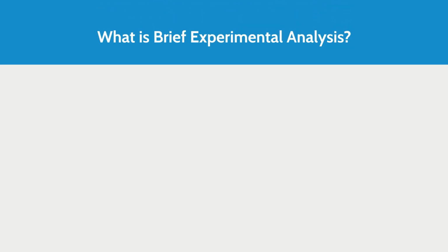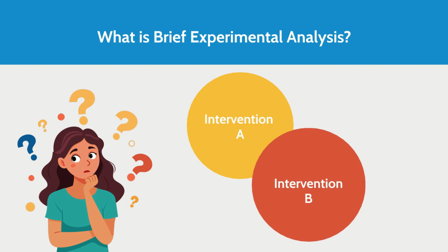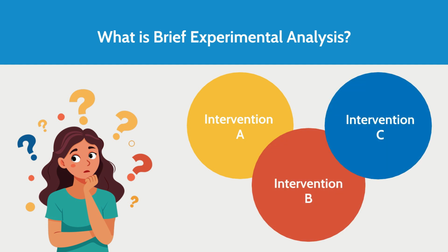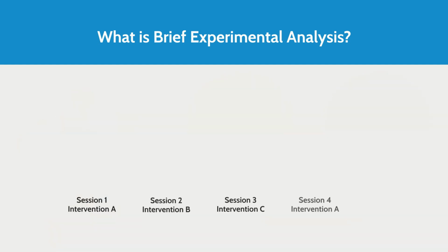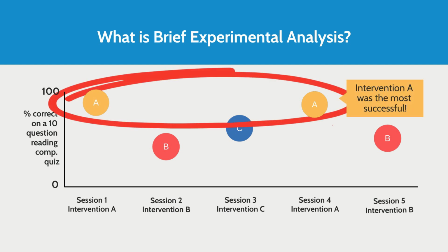So let's jump into a little bit of background on what BEA is. Brief experimental analysis is just a super quick way of figuring out which intervention is most effective for a given student. You do this by implementing a different intervention in each session or across the different days and seeing which one leads to the best outcomes on a post-test that's administered after that session. And you establish cause and effect. You show that one intervention is more successful by repeatedly seeing that same pattern.